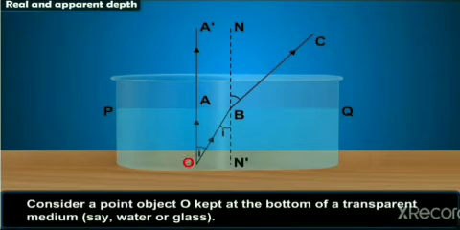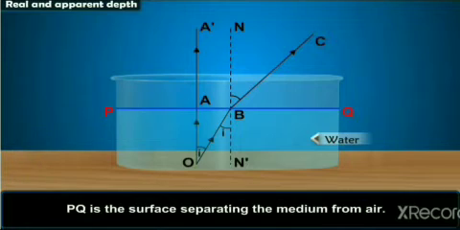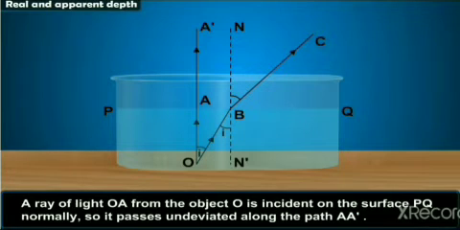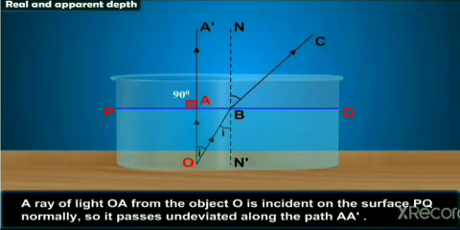Consider an object O kept at the bottom of a transparent medium, say water or glass. PQ is the surface separating the medium from air. A ray of light, OA, from the object O is incident on the surface PQ normally, so it passes undeviated along the path AA', as seen in the figure.